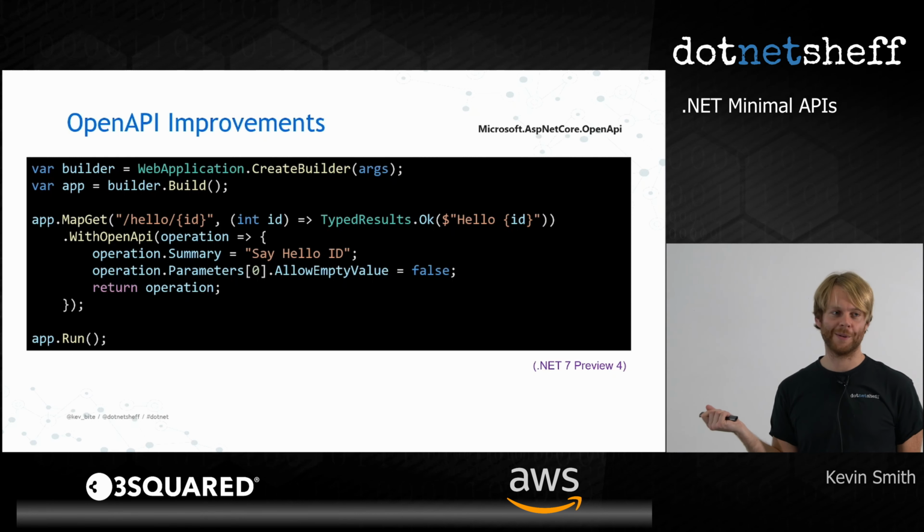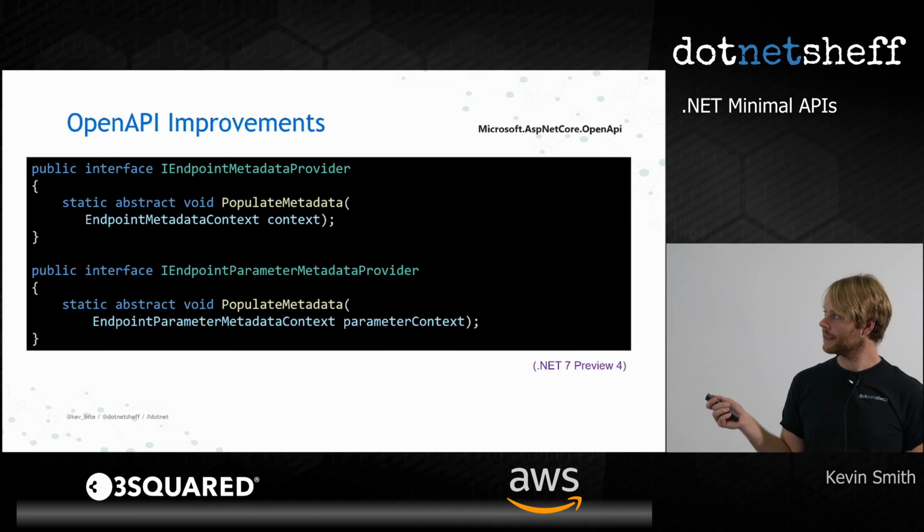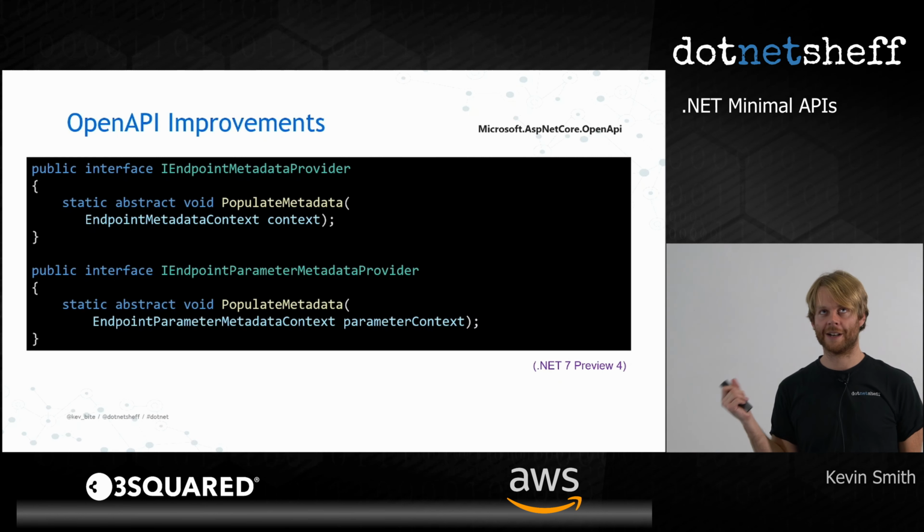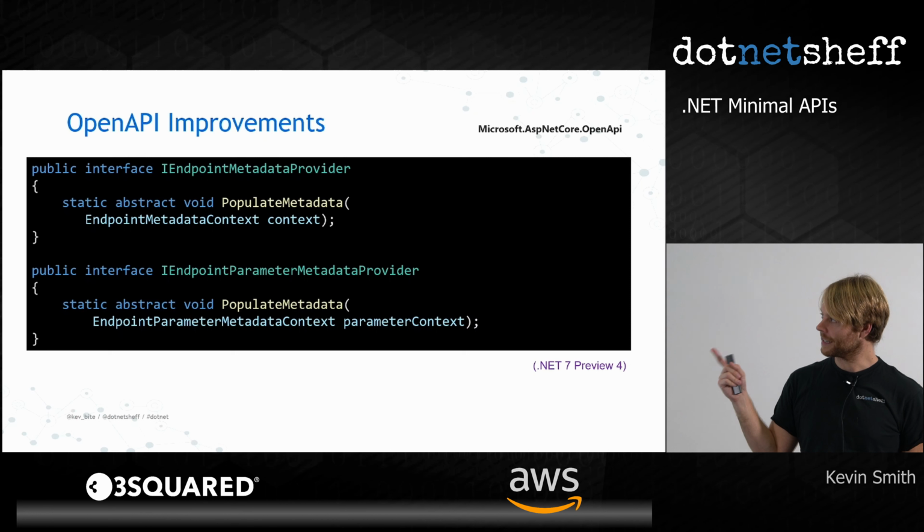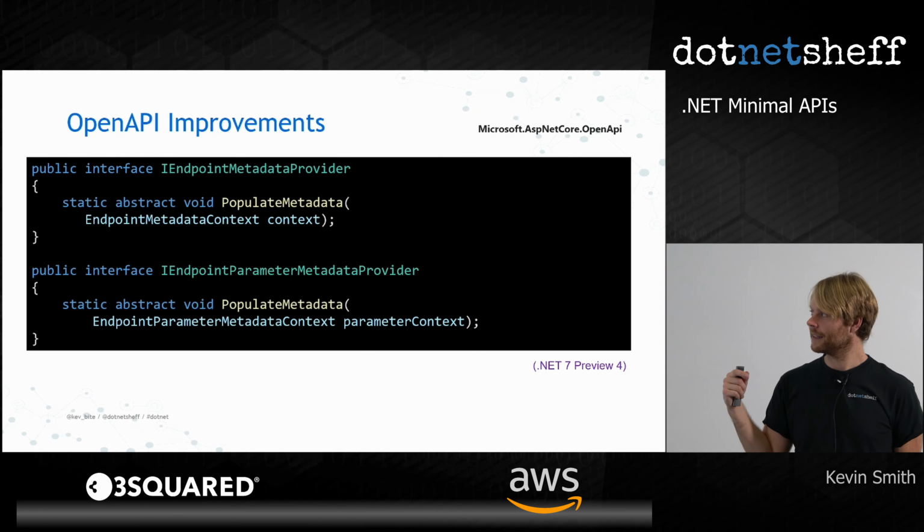You can also annotate your models a lot easier as well. Within C# 11, we're getting static abstract interface members, so we can have static methods on our interface. So this is an IEndpointMetadataProvider and an IEndpointParameterMetadataProvider. If you implement these on your model and implement the static method, that'll give you more context for the OpenAPI generation for that model documentation. So then your OpenAPI documentation stays with the model itself, which is also quite nice.